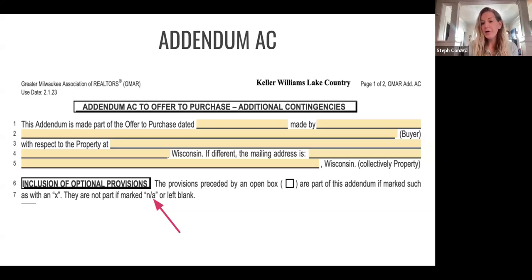Provisions preceded by an open box are part of this addendum if marked such with an X. They are not if marked with an NA or left blank. And we will take this opportunity to say that if you're not going to be including a provision in any of the addendums that you use, it's just good practice to put an NA versus leaving it blank. I would always just put an NA. It helps to demonstrate later on, if you need to, that you have gone over that section and buyer chose not to include it.